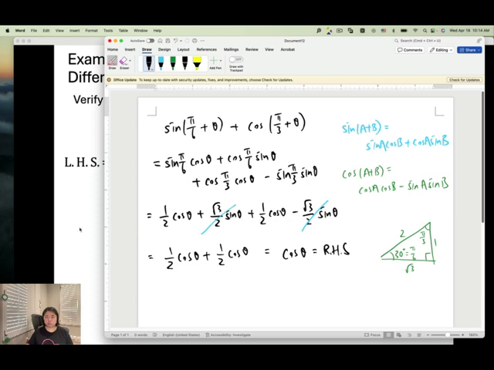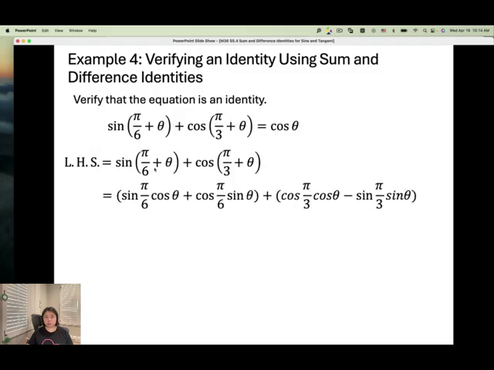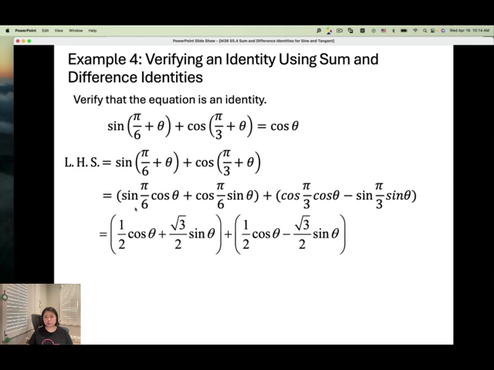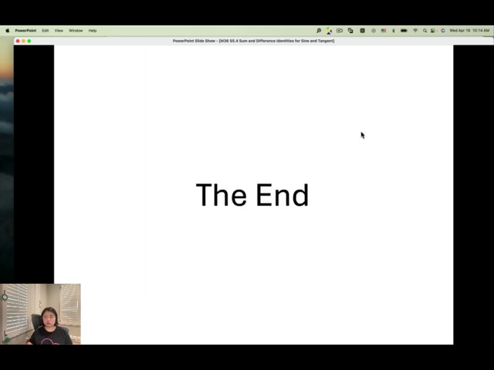Okay, so take a look here. Apply the sine A plus B formula, apply the cosine A plus B formula, and then use the special triangle. Simplify these two, add up together, that will be equal to cosine theta, which is going to be equal to your right-hand side. Okay, that's it.